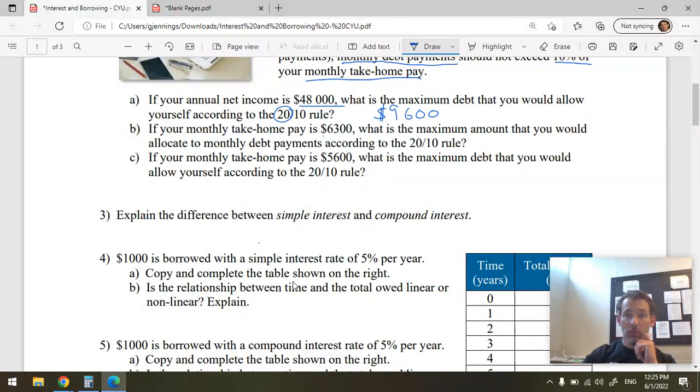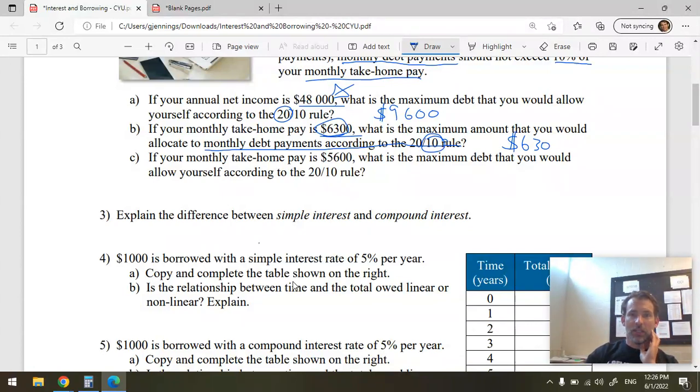If your monthly take-home pay, if you're taking home $6,300, so that's already someone who's doing better than that, because we know 12 times 6 is going to be bigger than 48. Anyway, 6,300, what's the maximum amount that you would allocate to monthly debt payments according to the 20/10 rule? Well, according to this rule, we can do 10% of our monthly take-home. So in that case, it'd be $630. Just move the decimal place once.